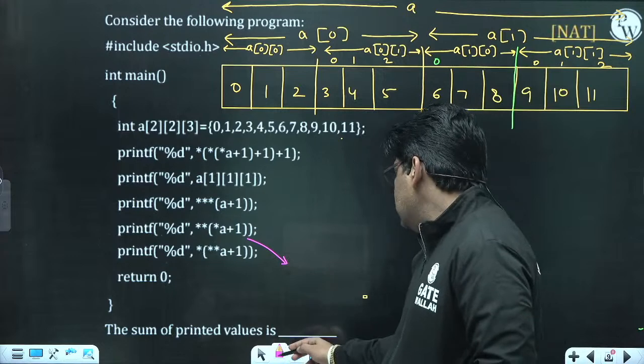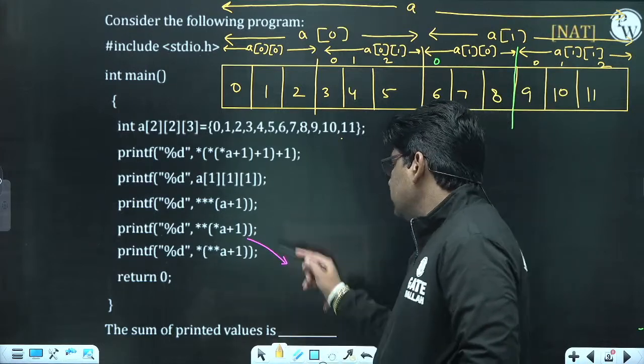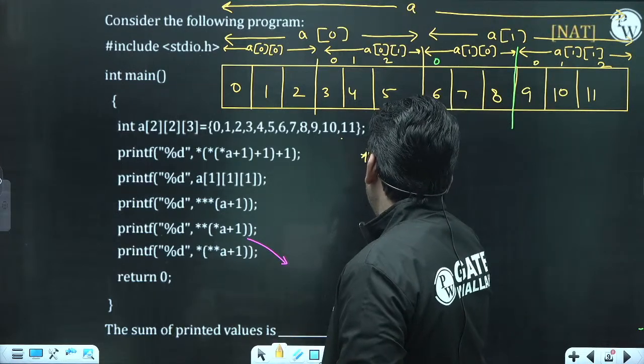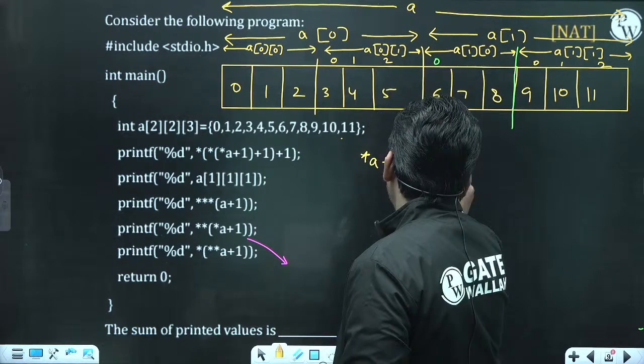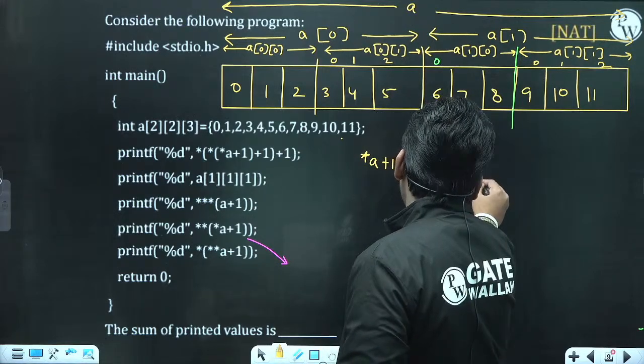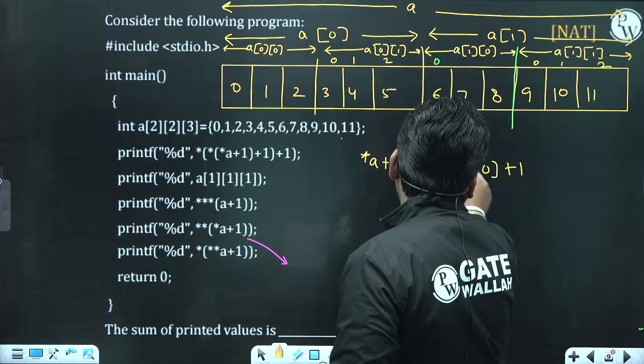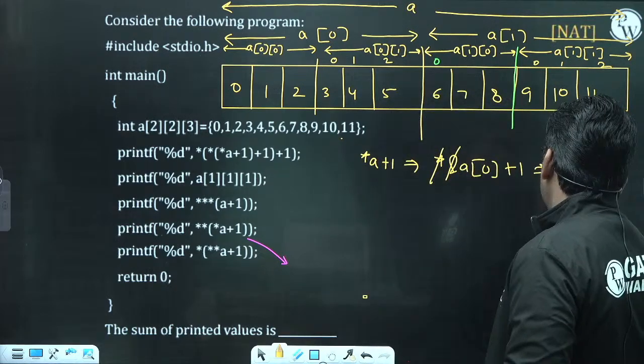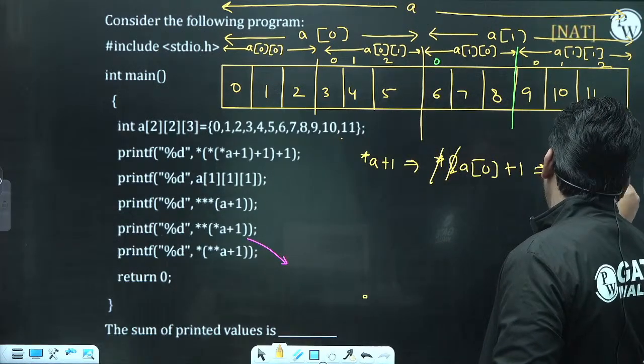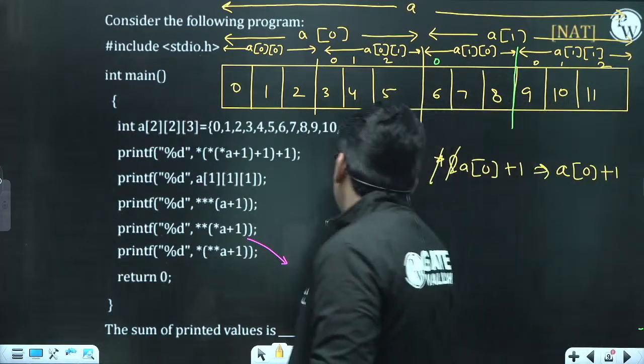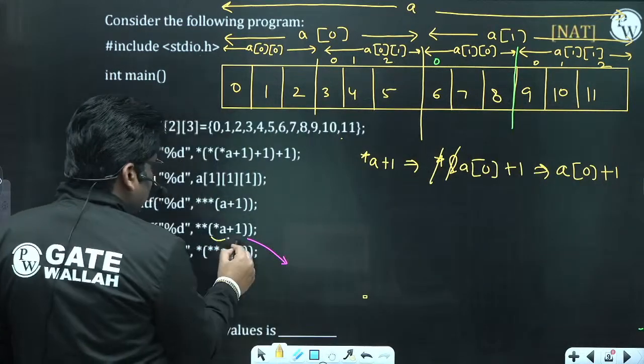Tell me what is the answer. Sir, star (A plus 1). First, let us solve this. Star, address of A[0] plus 1. Now, star and ampersand cancel out. That means, can I say this is A[0] plus 1? Of course, sir. Star (A plus 1) is nothing but A[0] plus 1.